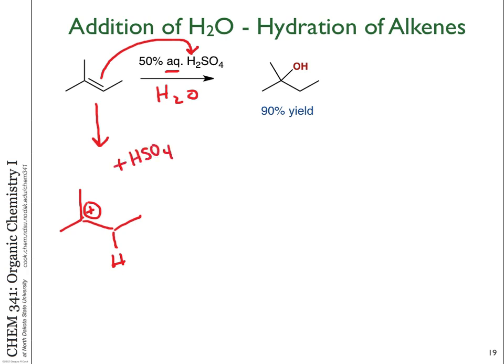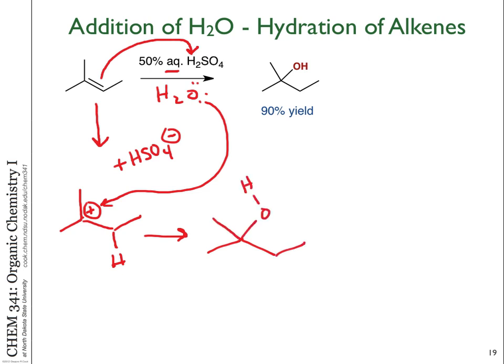Then, instead of the sulfate anion, which is a poor nucleophile, adding, since water is already present, water can add to that. So if I just take H2O and add it, we would form this intermediate, the hydroxonium ion. And then from here, this could lose H plus to form the product, so sulfate can take that back. Those electrons go to the oxygen, and you regenerate your sulfuric acid catalyst, and you end up with the alcohol as the product.